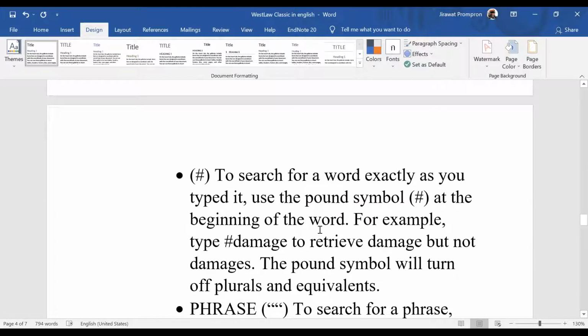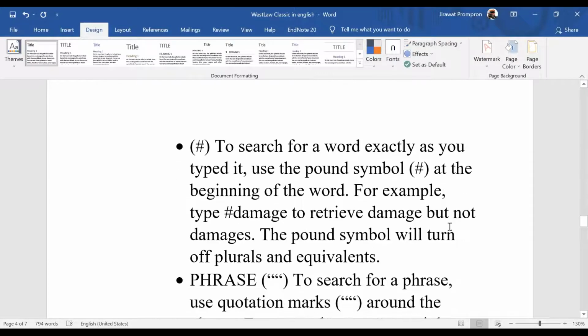And another one, with this one you can control the root word, because Westlaw will search automatically: search singular, you get plural too; search plural, you get singular too. But if you want to switch off the auto spelling, you just place this pound symbol in front of the word.